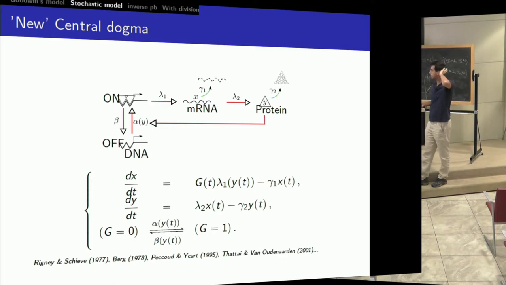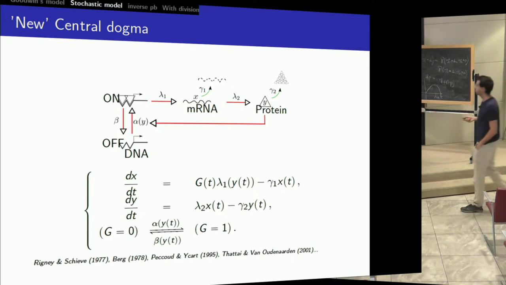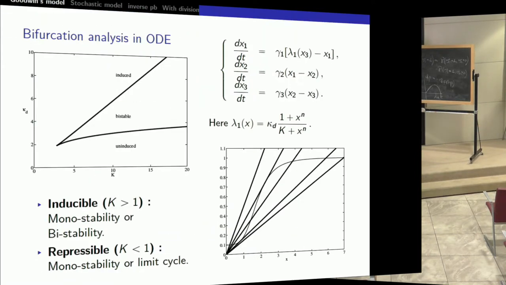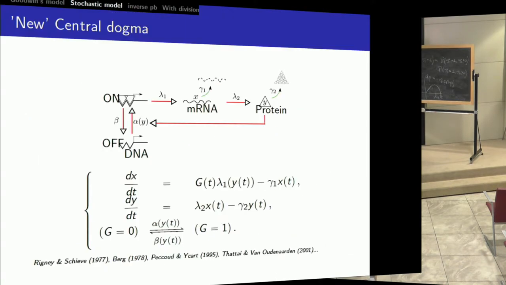There are various ways to introduce this feedback. Here I'm showing three of them that could potentially be regulated by the protein. Of course, it's not directly linked to a specific biological mechanism. It's just one way a mathematician could introduce feedback. It can be in the switching rates, which may depend on the protein level. Or the switching rate can be independent of Y, but the initiation rate of mRNA may be regulated by the protein. Ideally we would like to do this bifurcation theory as done for ODEs on this model.